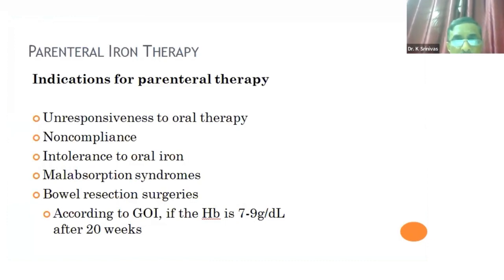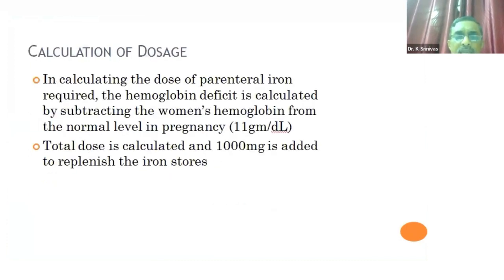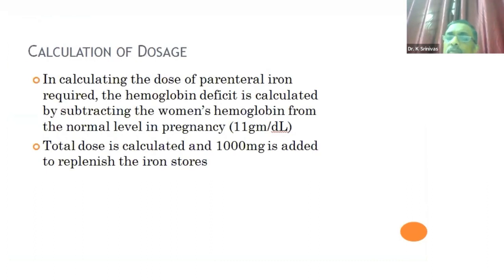Government of India recommends for moderate anemia or after 20 weeks of gestation, the ideal route would be using injectable iron. This is the NRHM recommendation. I would repeat it again after some time. But parenteral iron, you cannot give the same dose to everyone. You are supposed to calculate using a formula.